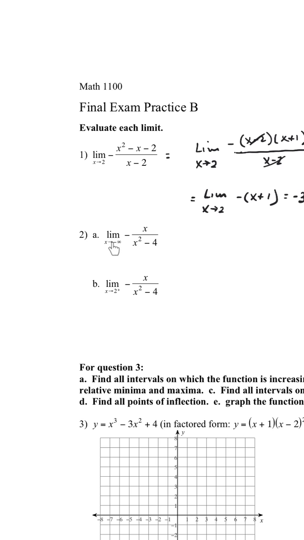Now for question 2, A and B, there's two ways you could do this. Numerically, meaning plugging in values. So as x approaches negative infinity, you could plug in values for x that are becoming more and more negative. Negative 10, negative 100, negative 1,000, negative 10,000. The table would look like this.